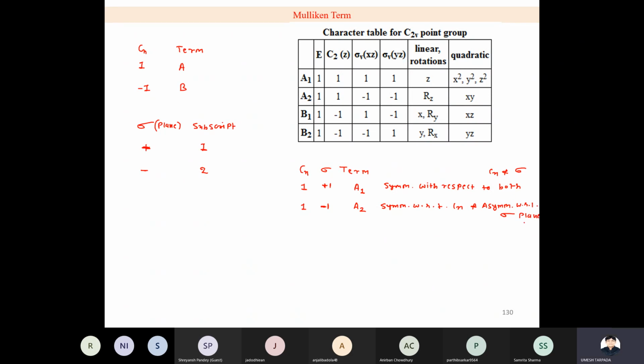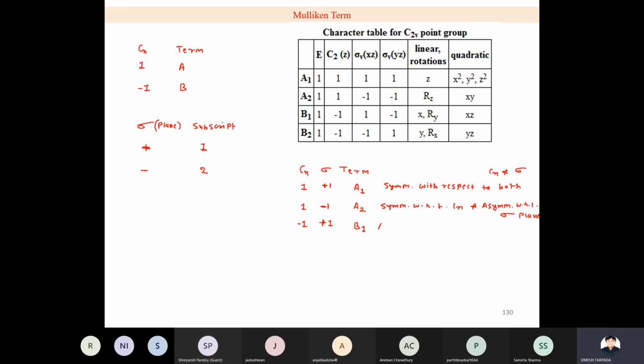Now then you can go for C minus Cn is -1 and sigma is +1. What is the term? Minus B1. We are using term B, yes. So it's B, and sigma is +1, so it is B1.